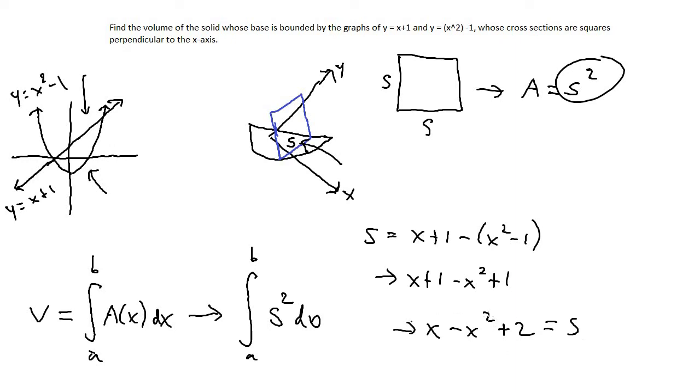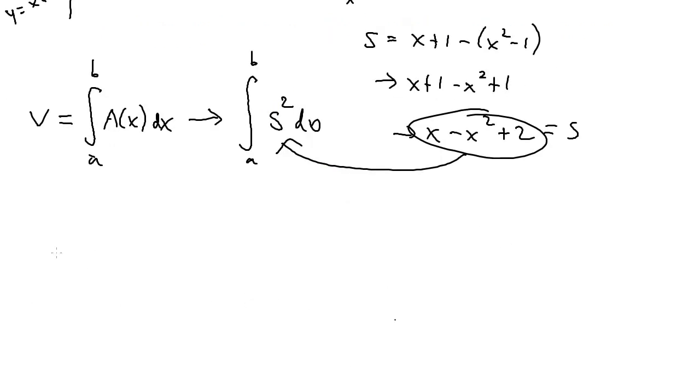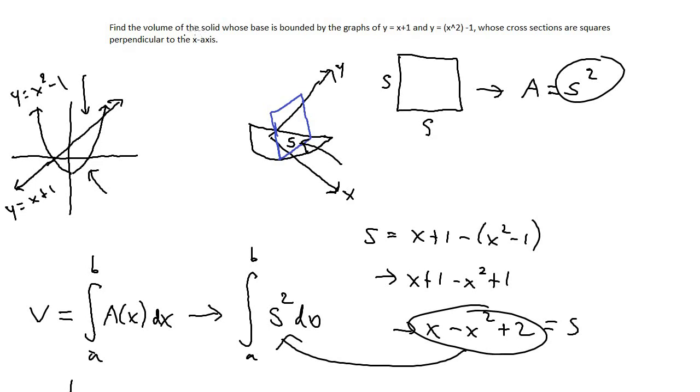Now I can take this and plug it in for S. If I scroll down a little bit, we get the integral from a to b of (x minus x squared plus 2) squared dx. And the very last thing we need to do is find our bounds from a to b. Since the cross-sections are perpendicular to the x-axis, we need to use x bounds. To find the x bounds, we can just find where these two curves intersect. And those points are here and here.